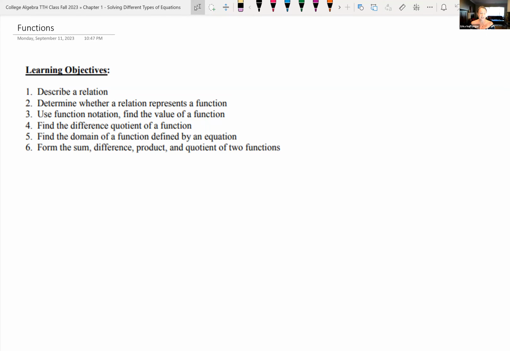The difference quotient is something that we'll use a lot when you're in calculus. It's part of the definition of a derivative. Doesn't matter if you don't understand what that is. You'll soon find out once you take calculus. We'll also look at forms of different operations, some differences, products and quotients of two different functions, and finding the domain of those. So hopefully after this lecture, you'll be able to do those things.